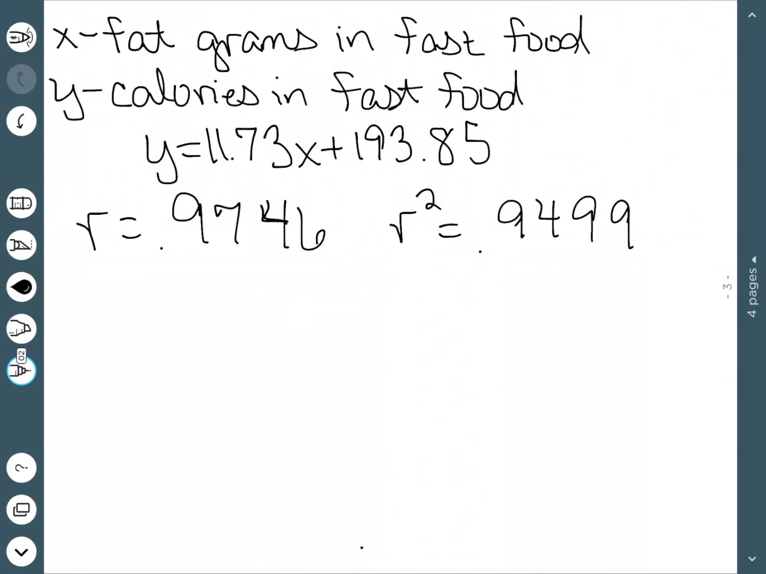If I go back to my example with grams of fat and calories in fast food, I can say that r is 0.9746, which I've calculated previously. Squaring that gives us our value of r squared, which is 0.9499. So what this tells us is that 94.99% of the changes in y can be explained by this model. So 94.99% of the changes in calories can be explained just by looking at the fat content. That doesn't mean that fat content causes calories, but there is this correlation there, and we can explain it.